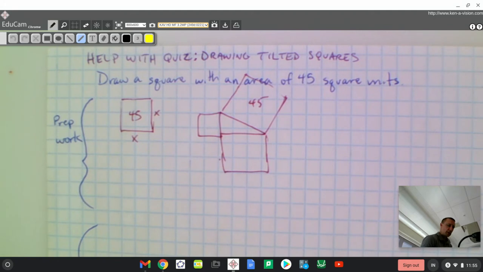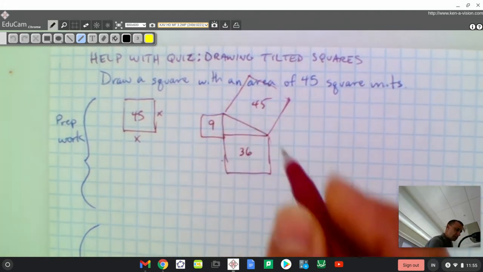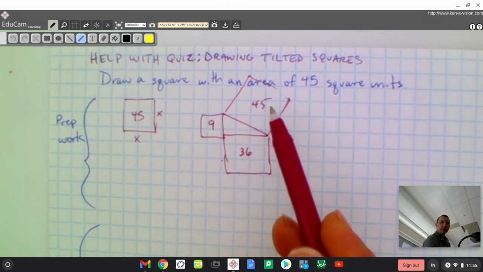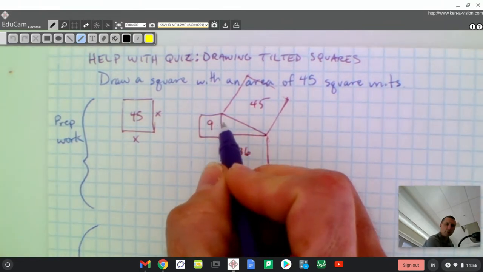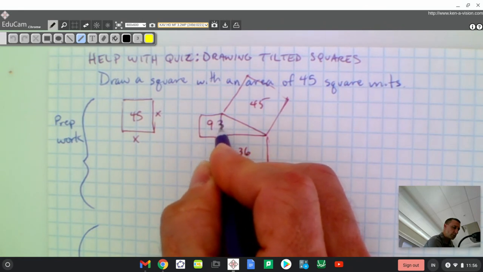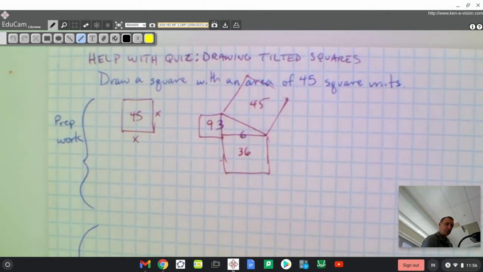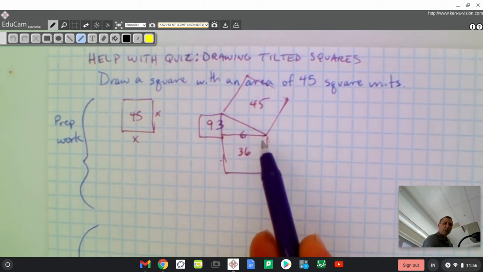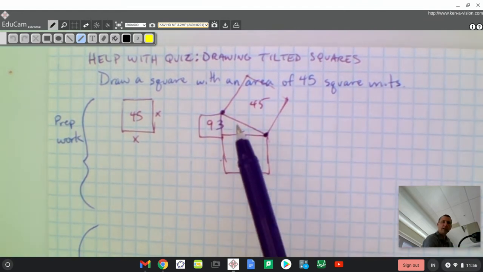Hopefully you paused and came up with your solution. If I use the numbers 36 and 9, these will add together exactly to be 45. I am almost ready to create my final answer. I just need to do a little work here. The side length of a square with 9 square units would be 3 units long, and a side length of a square with 36 square units would be 6 units long. These two counting numbers now tell me how to create this square. I'm going to base it on this side length.